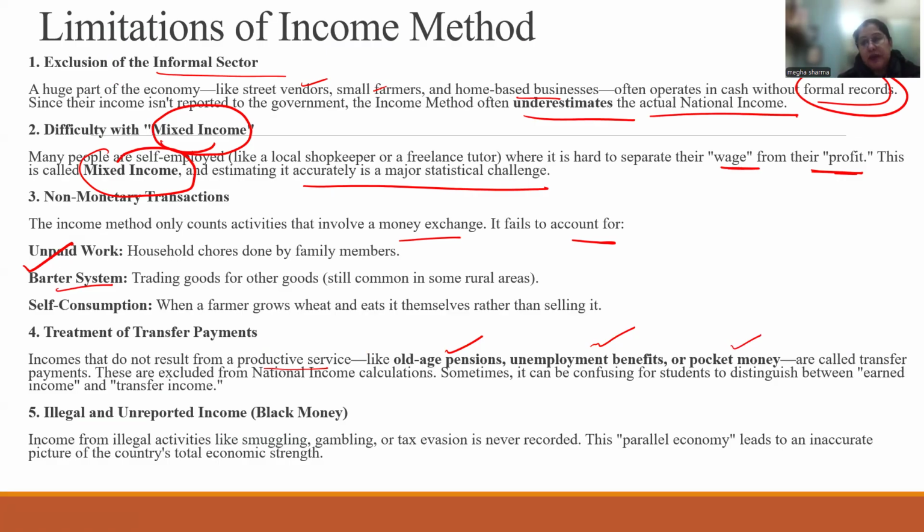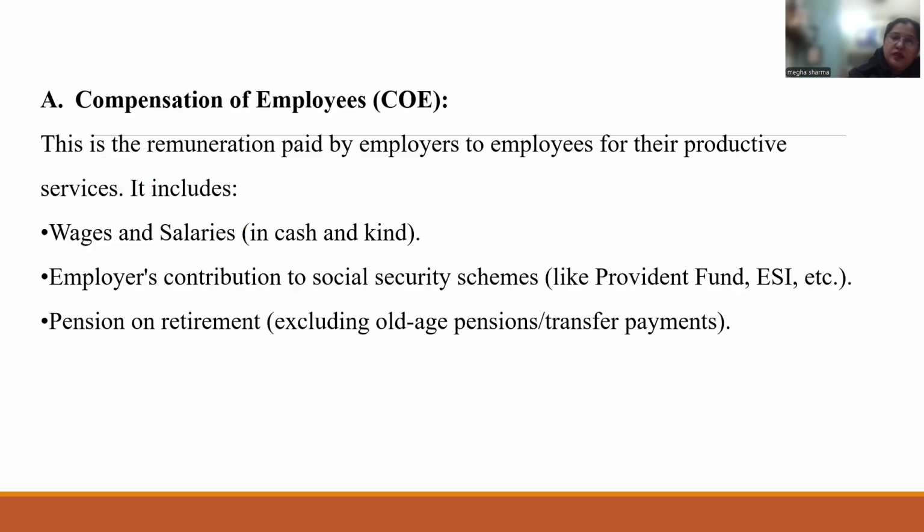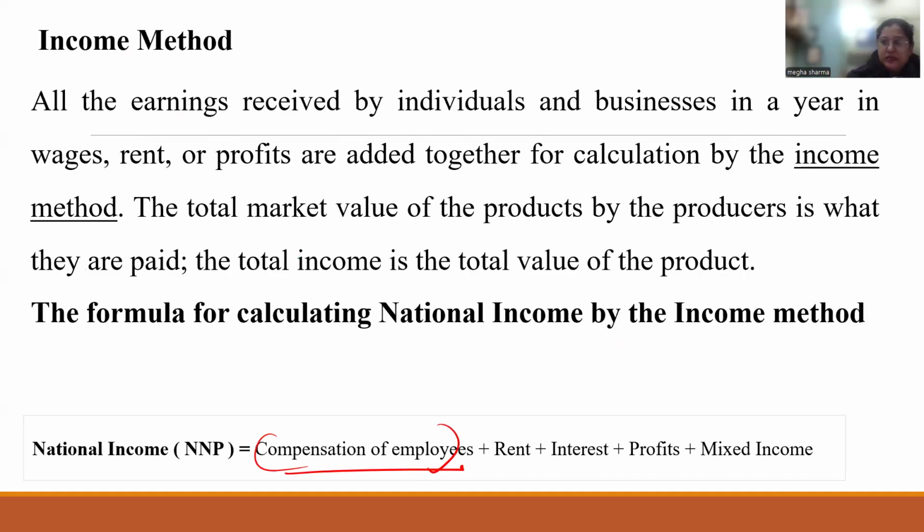Most critical parameter is black money. That is unreported income. Income from illegal activities like smuggling, gambling, tax evasion is never recorded. This parallel economy leads to an inaccurate picture of the country's total economic strength. So these are the limitations. Still, the income method provides us in a very precise manner the calculation of national income.